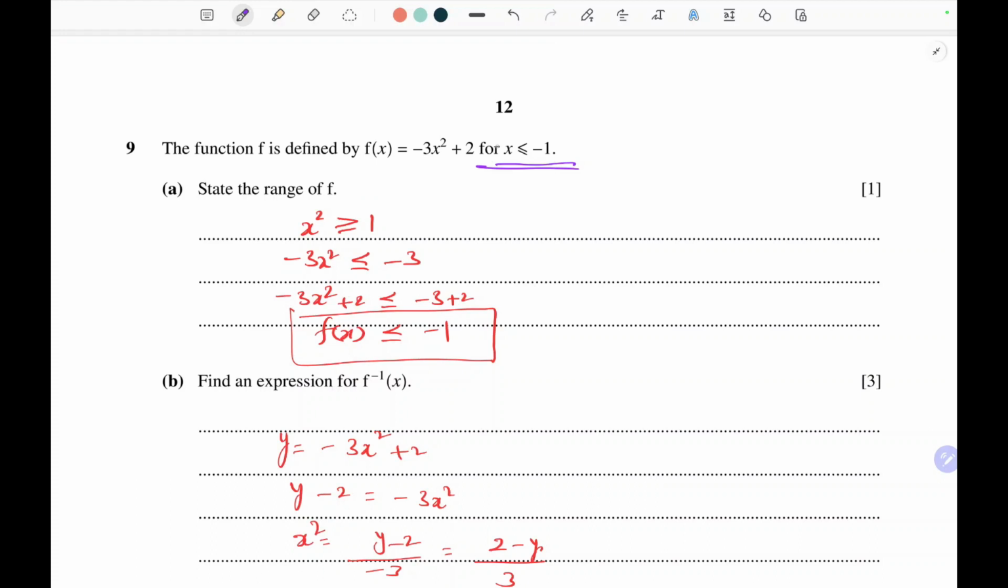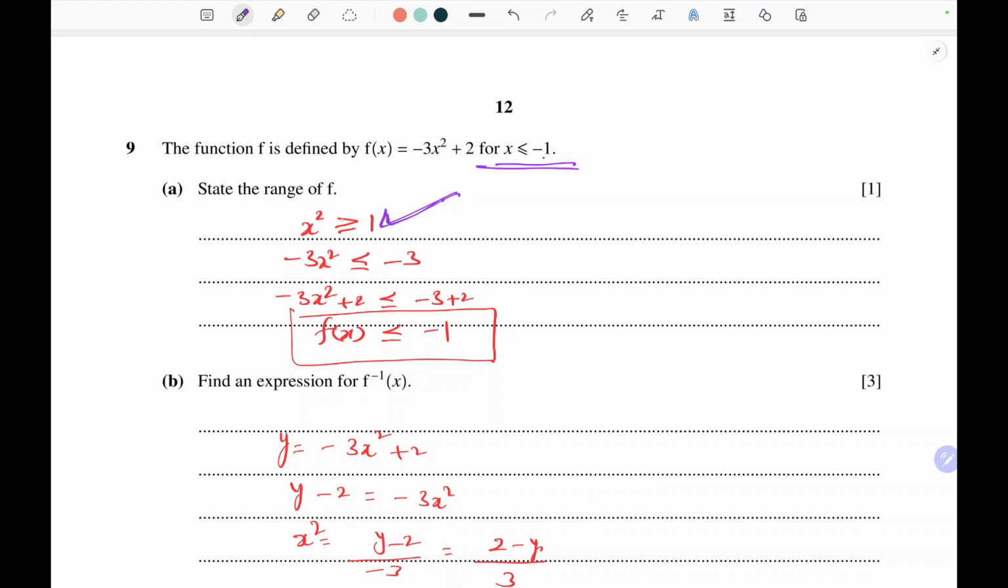If I square both sides, then x squared will be greater than or equal to 1, because minus 1 whole squared is 1. Suppose x is less than minus 1, like x is minus 2, so minus 2 squared is 4, right? So x squared is always greater than or equal to 1.